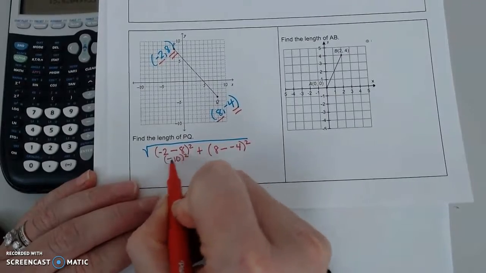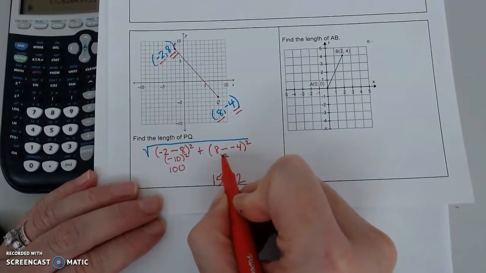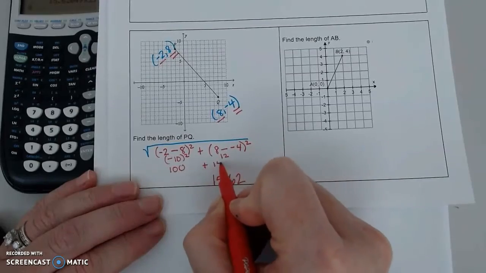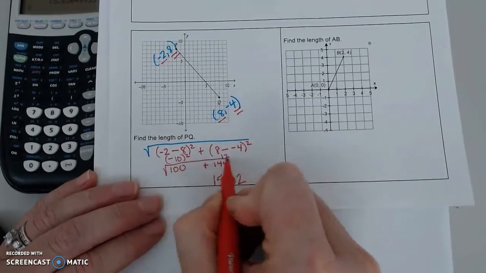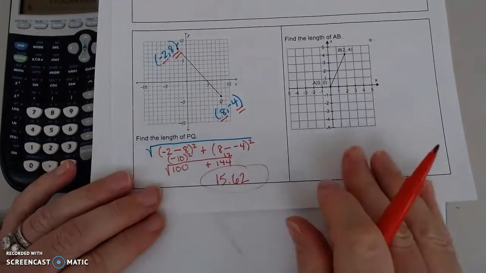Okay. If you want to clean this up by hand, we've got -10. When you square it, please use parentheses, so that's 100. 8 plus 4 is 12. 12 squared is 144. And then you would take the square root of that. All right, so that's the distance.